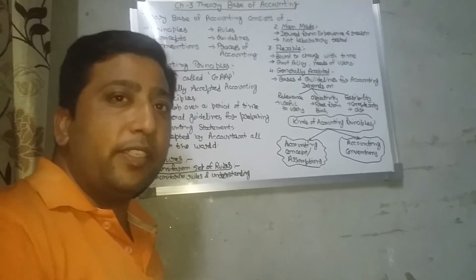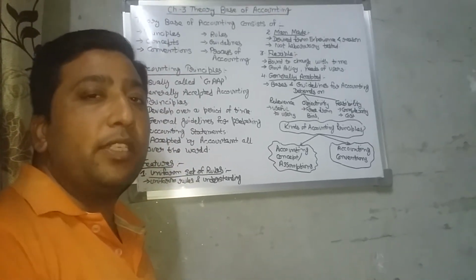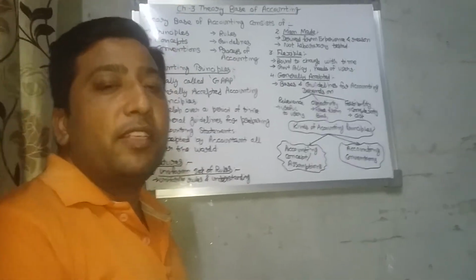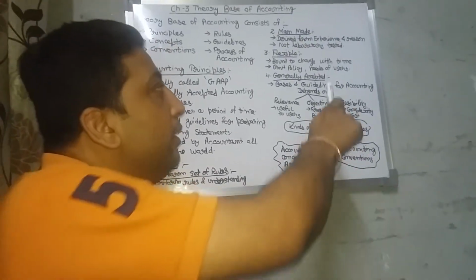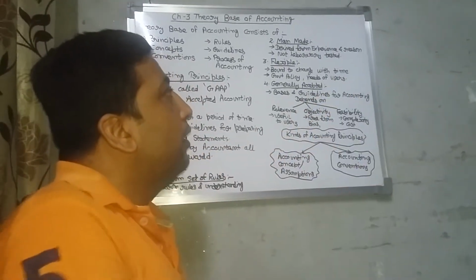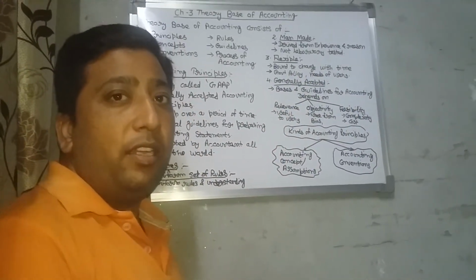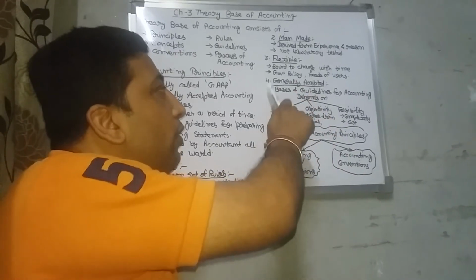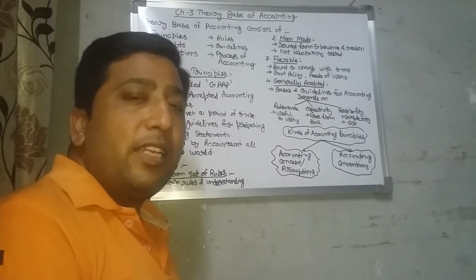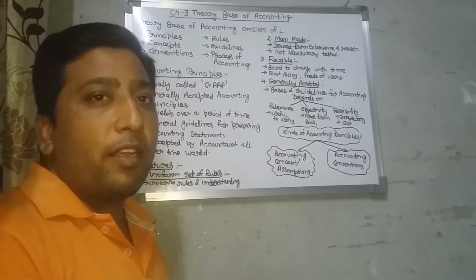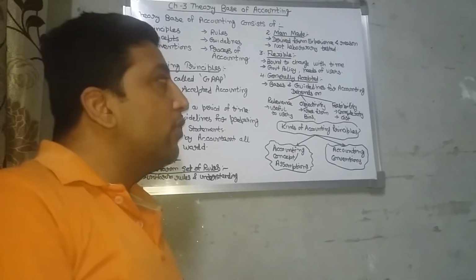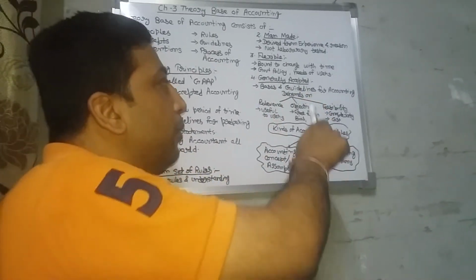Third is flexible. Accounting principles are not rigid. They can be flexible according to the changes in the environment. For example, government policy can be changed. Second, need of the user. So it is bound to change with the time. As the time occurs, then it has to be changed. Fourth is generally accepted, because these are the basis and the guideline for preparing accounting. So these are the generally accepted principles.